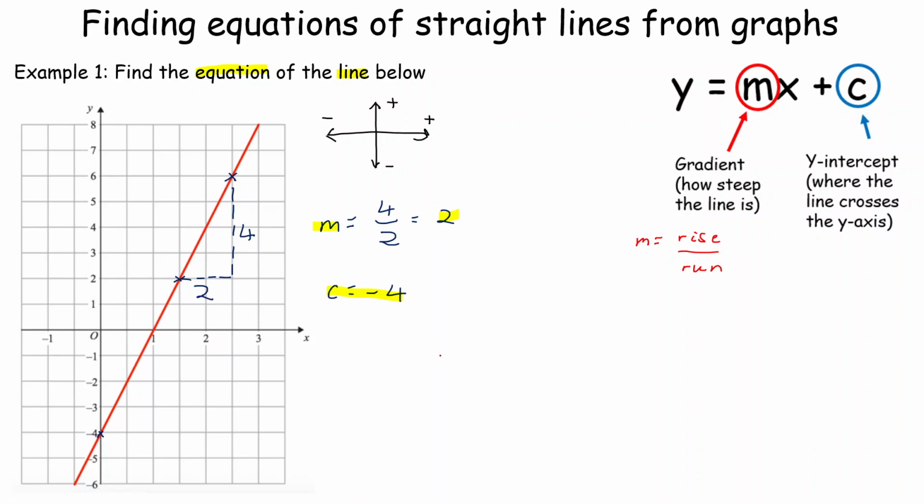So the equation is going to be y is equal to m, which we calculated to be 2, so 2x. Again, y and x are your variables, they just stay as y and x. And your c value, in this case, is -4, so plus -4 just means take away 4. So this here is the equation of your straight line: y is equal to 2x minus 4. That is the equation of this red line here.